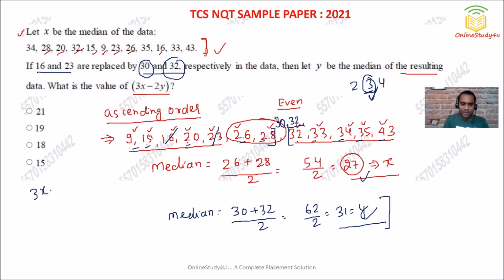Now the X value is 27, the Y value is 31. So 3x minus 2y is 3 into 27 minus 2 into 31. So 81 minus 62, which is nothing but 19. So 19 will be the correct answer. For question number 1 of the TCS sample paper, option B, that is 19, is the correct answer.